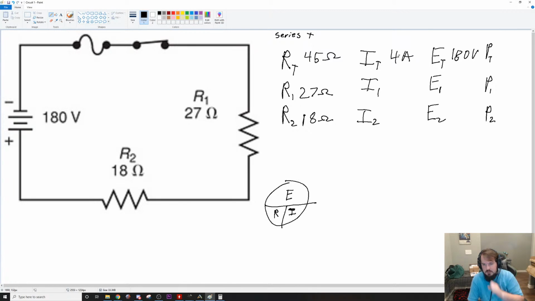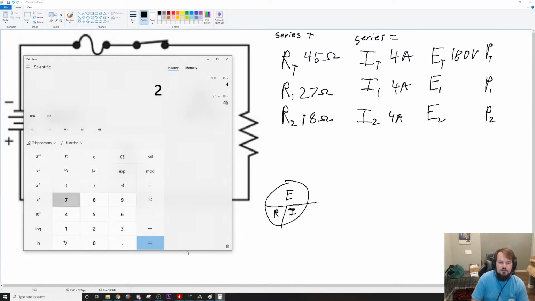Now let's not stop there. In a series circuit, current is the same at all points. So all currents are equal. So 4 amps and 4 amps. So now all we have to do is multiply across, because R times I gives you E. So that gives us, calculator, 27 times 4 is 108.